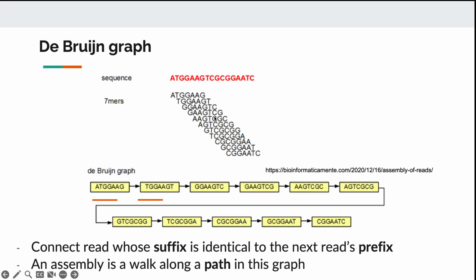If you have multiple reads, these reads will be nodes in the graph, and you draw an arrow from one read to another if these reads share an overlapping sequence. The arrow points from the read that starts first to the read that follows. So these two are connected because the first read ends with TGGAAG, and the second read starts with TGGAAG. The suffix of the first read has to match the prefix of the second read.